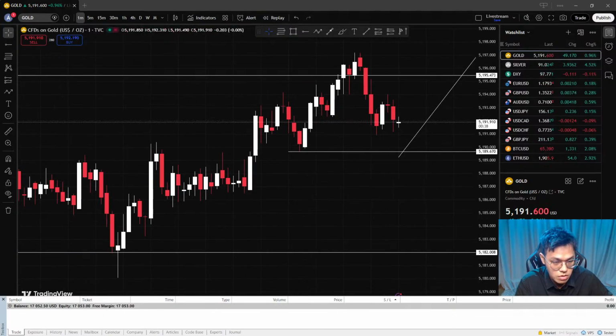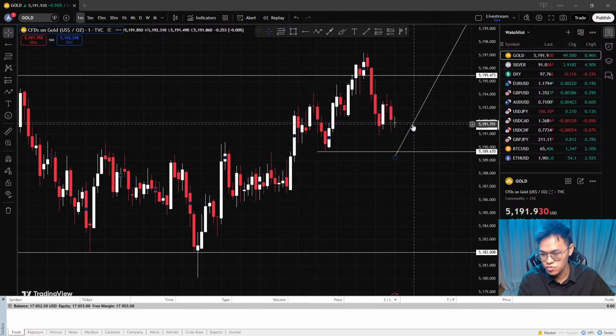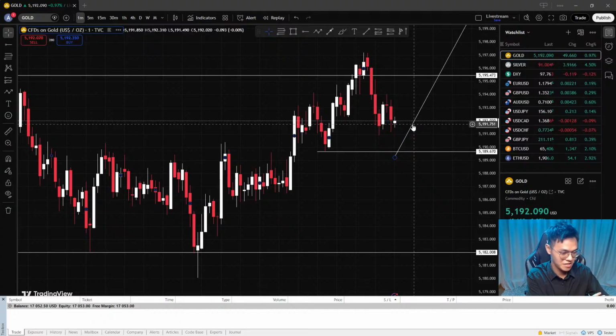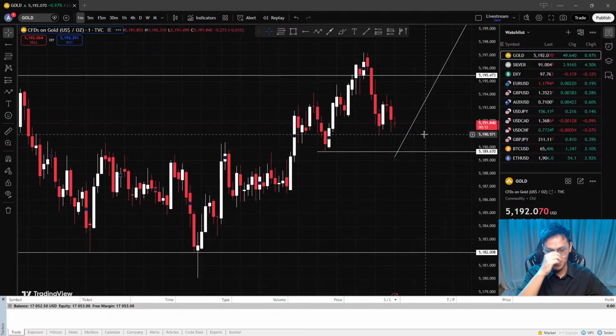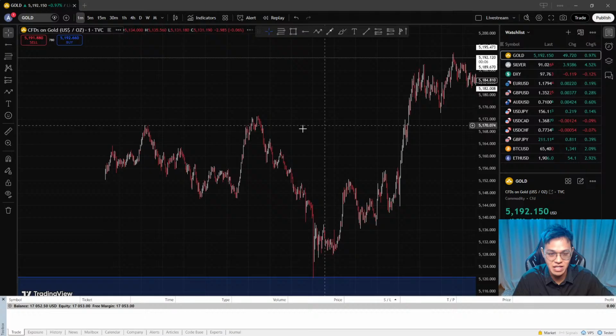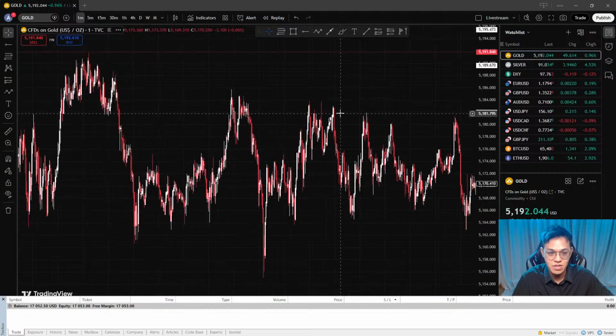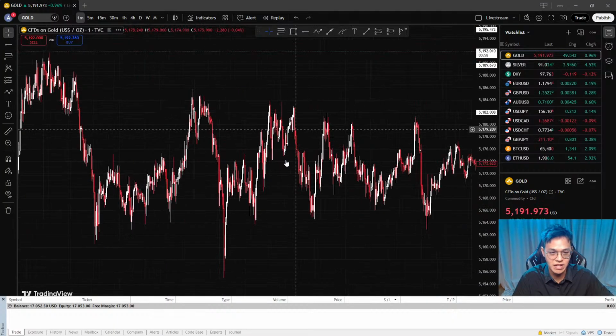All right, so today's price movement is similar to yesterday. Similar with yesterday's price movement, okay? Because yesterday, when we were doing the live stream here, the price was moving like that while I was doing the live stream.